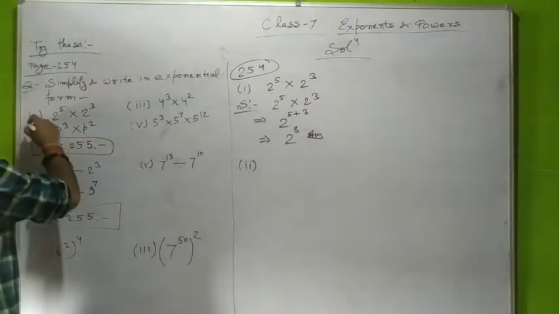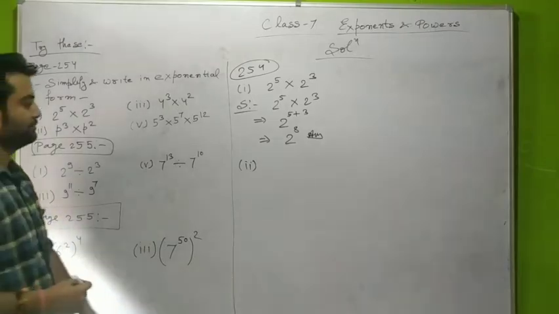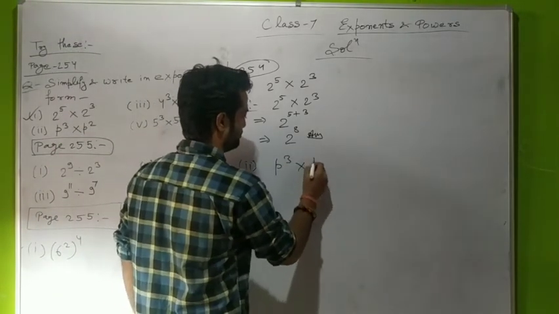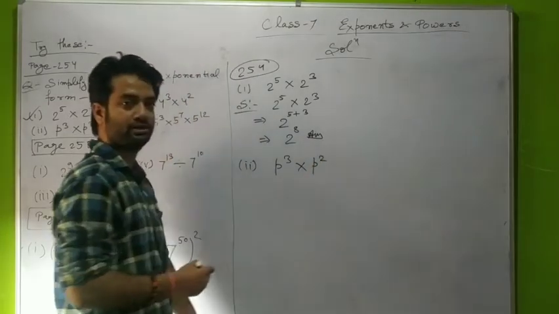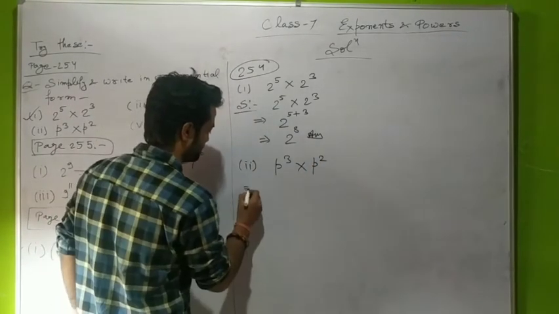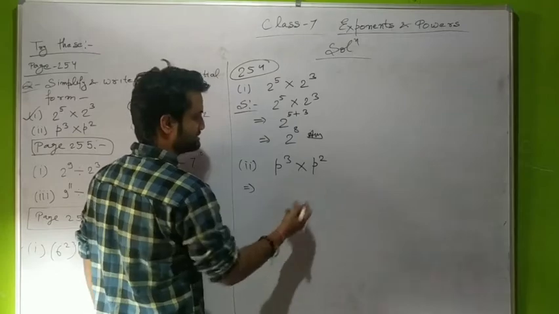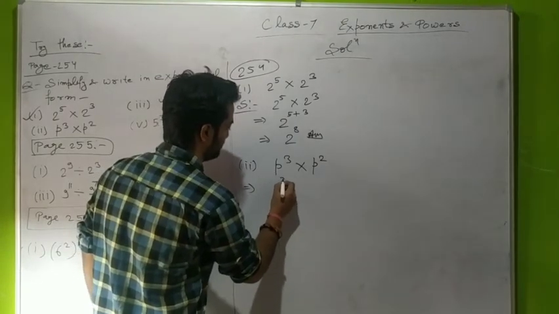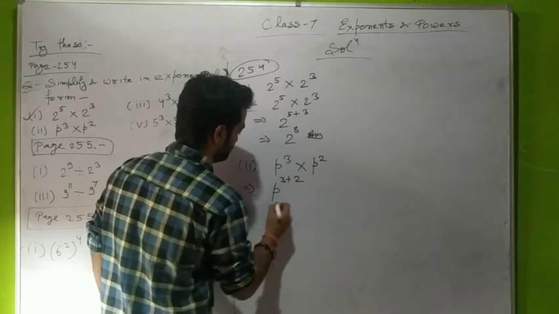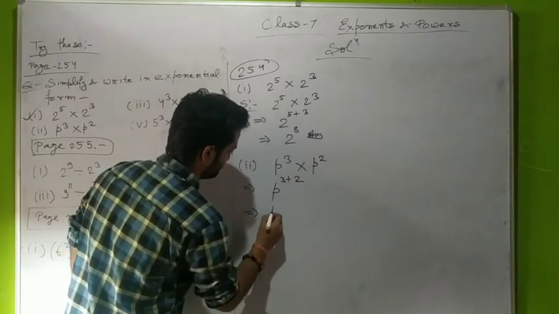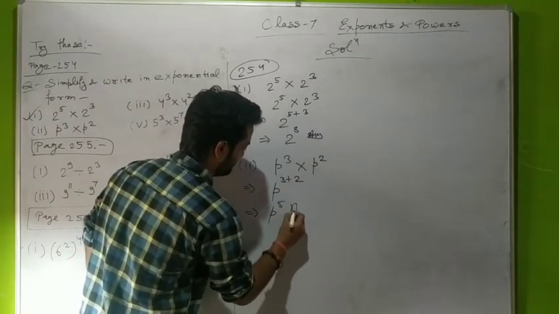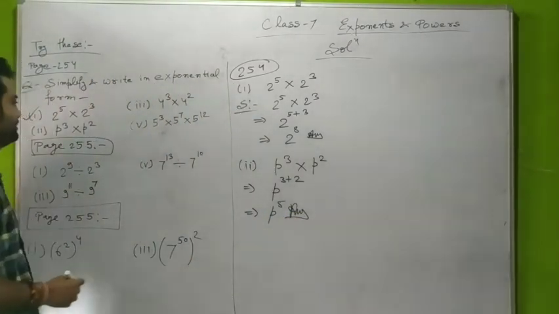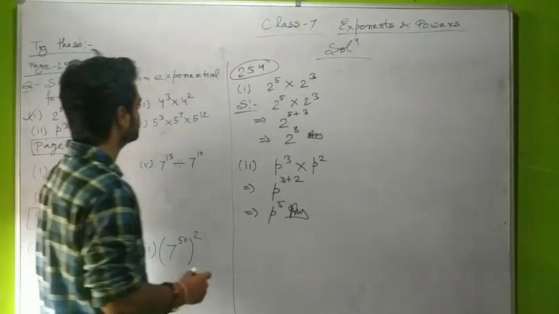We have done this question, now we are on this question. P cube into P square. In the same way, here the base is same, P, so it will be P power 3 plus 2, P power 5. Understood? Easy? Let's come to the third question.